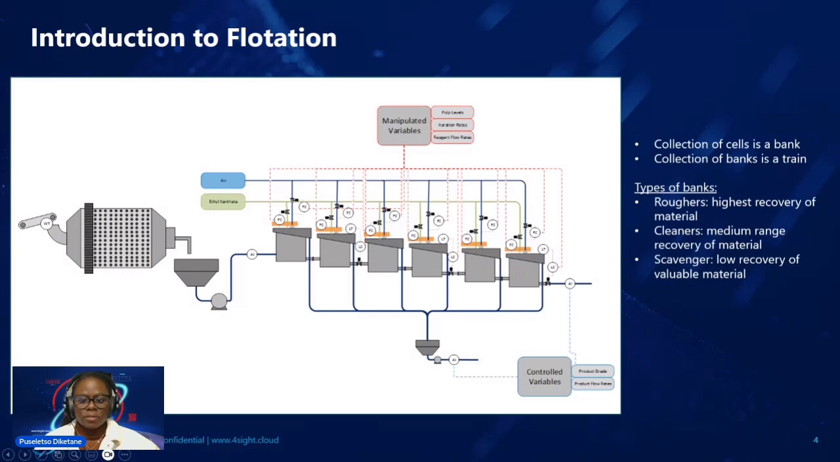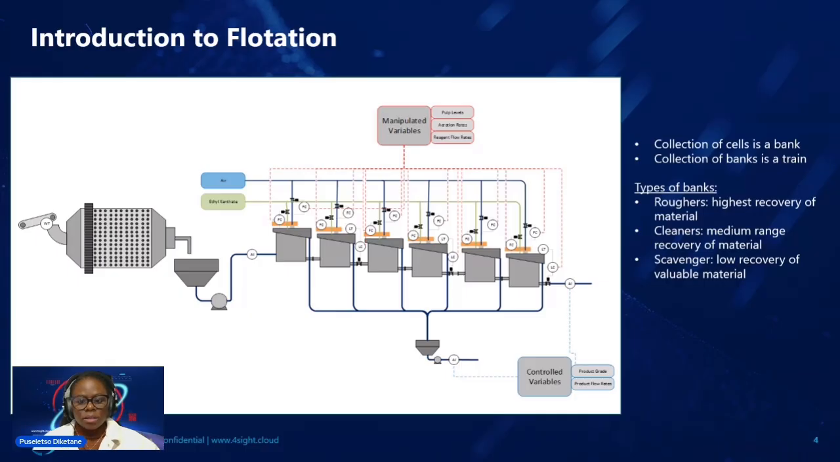Now, in industrial flotation processes, it is necessary for a complex configuration of multiple of these flotation cells to be used so that we can recover a large amount of our valuable materials that is being fed into the plant. Now, this collection of cells is referred to as a bank of cells, while the collection of these banks is referred to as a train of cells.